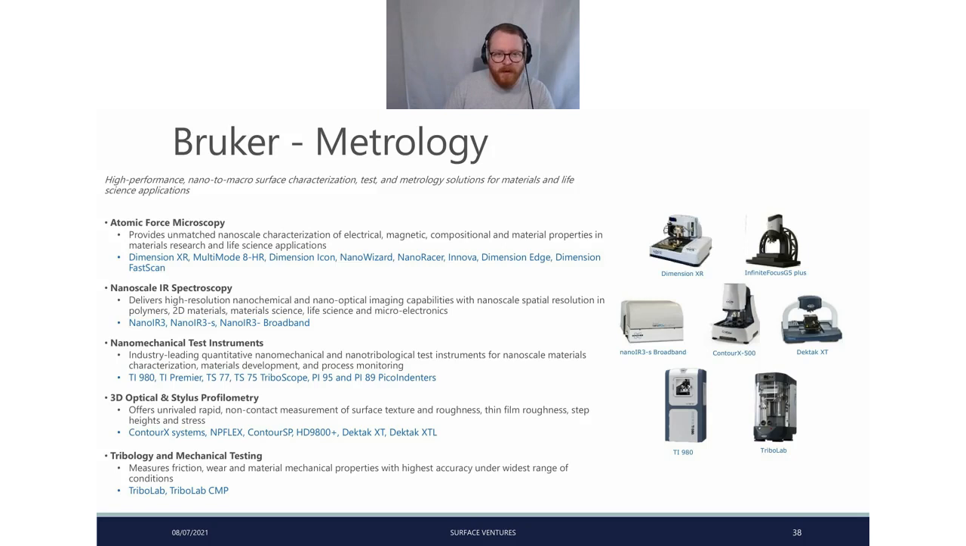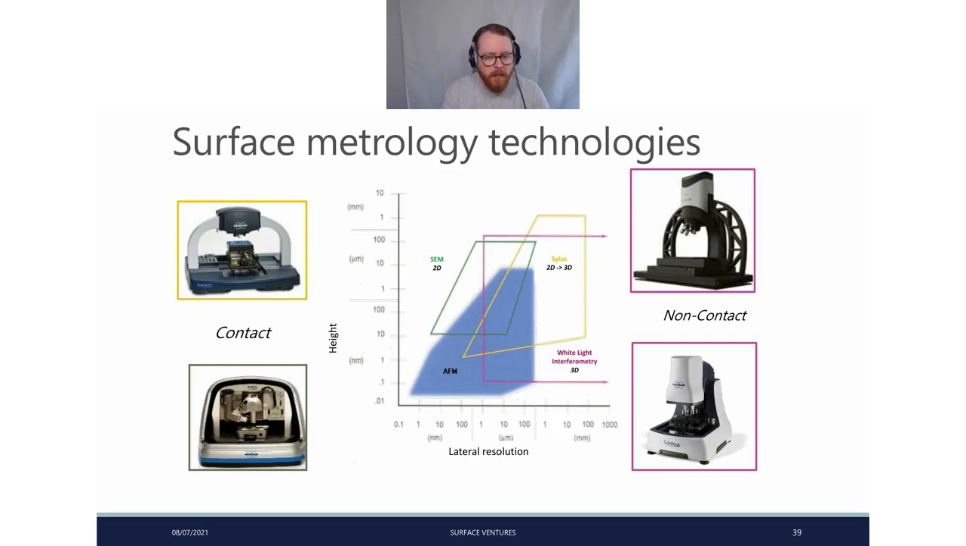Also, tribology and mechanical testing equipment, such as the Tribolab. Moving on specifically to surface metrology technologies, we can split these, as I said, into contact and non-contact. In terms of contact methods, stylus profilometers, atomic force microscopes, and then in non-contact, you have things like the Alicona and the Contour.